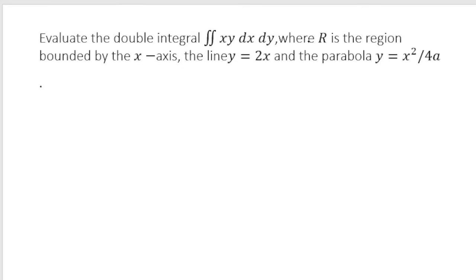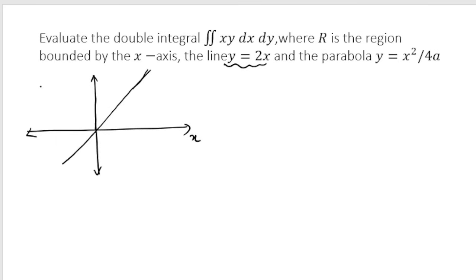So here we have to evaluate where R is the region bounded by x-axis. Let me first draw the region. So let me call this axis as y-axis and this axis as x-axis. Okay. So it is given that the region is bounded by x-axis. So this is x-axis. The line y is equal to 2x. So everyone knows that y is equal to 2x is a straight line passing through origin whose slope is 2. And the parabola y is equal to x square by 4a. So this is a parabola which is symmetrical about the y axis. So it will be like y is equal to x square by 4a. So this is how this parabola will look like.